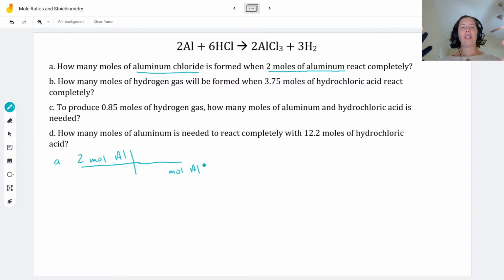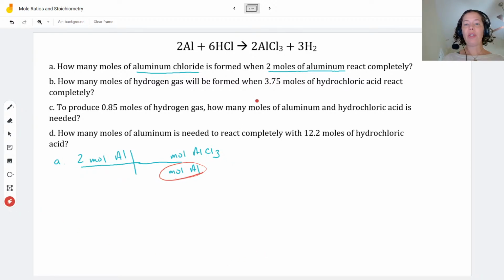What am I trying to predict, or where am I trying to go? I'm trying to go to aluminum chloride right here. That's what I'm trying to predict, and specifically moles of aluminum chloride. So I'm going to go moles of aluminum chloride. Okay, now that I have my units and I know they're in the right place, I'm going to go for my numbers. I'm going for my mole ratio here.